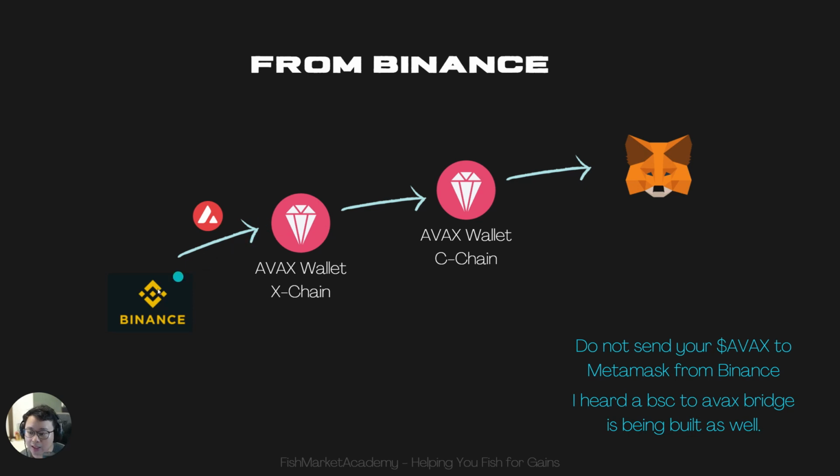Go from Binance, then you will send it to your AVAX wallet, link in the description, and then after that from the AVAX X chain you need to send to the C chain and then to your Metamask. But I heard that BSC is going to do a bridge to AVAX soon, and I also expect Binance to basically support AVAX C chain withdrawals soon as well.